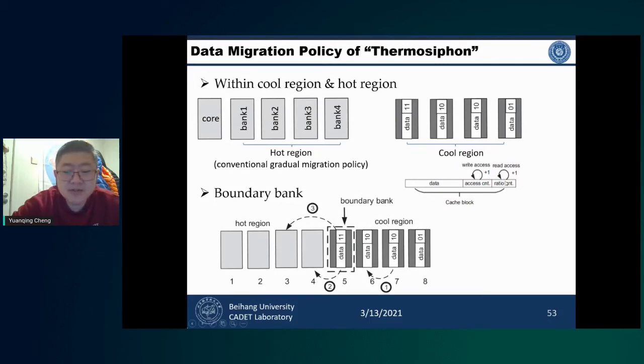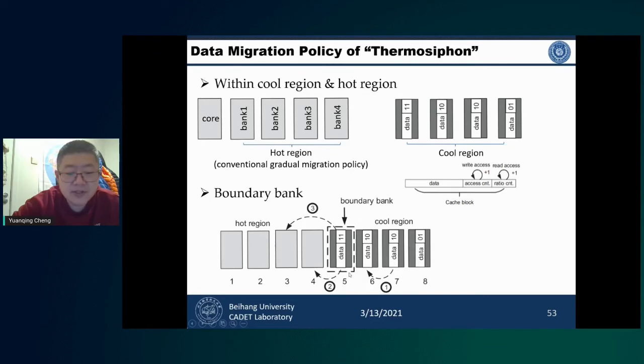As shown in this figure, we use two counters to make sure that the write intensive data can be migrated more quickly than the read intensive data in the core region, because we assign different data migration priority to write intensive data and read intensive data.